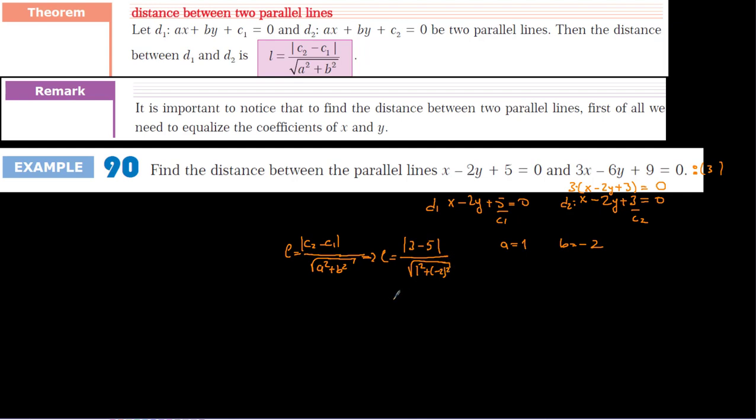Then L is equal to 3 minus 5, which is minus 2 in absolute value, over the square root of 1 plus 4. L is equal to 2 over root 5, because the absolute value of minus 2 is 2. Then we continue only one more step: L is equal to 2 root 5 over 5. We rationalize the denominator by multiplying numerator and denominator by the same number, which is root 5.